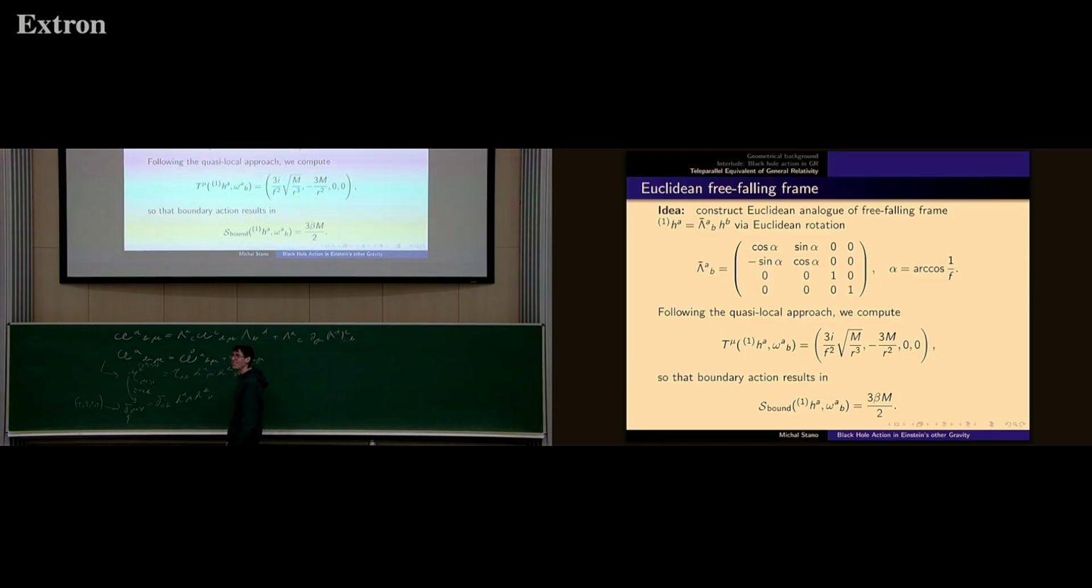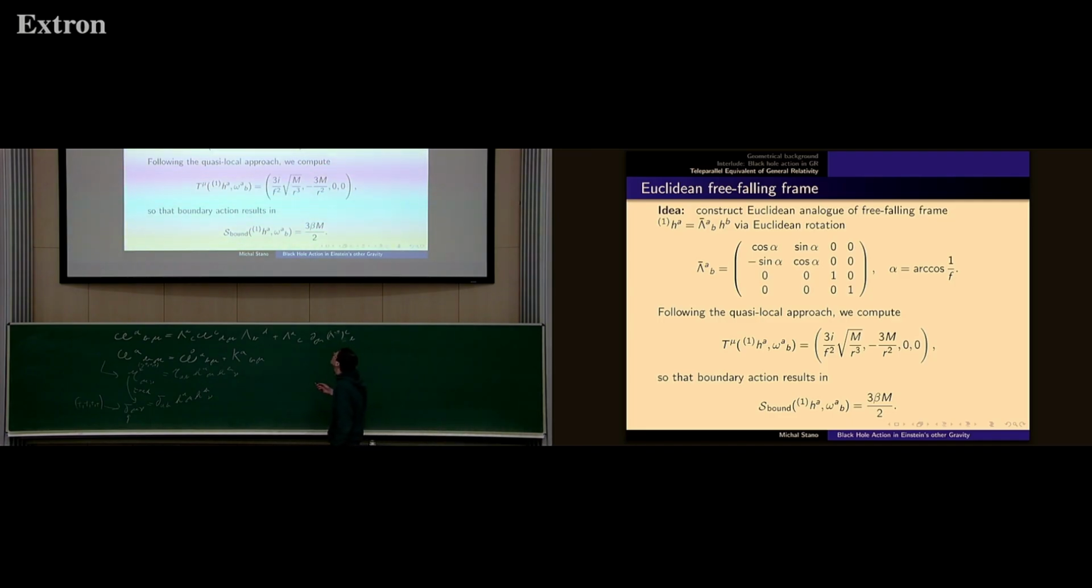Okay, so what the actual hell is going on? I mean, so far it seemed like we can't trust the bulk integrals, but the boundary terms should be fine. And now in these weird Euclidean free-falling frames, it seems like the value is not universal. And let's just say at this point, all we can state is that it turns out that in teleparallel gravity, the value of the black hole action might be frame dependent.